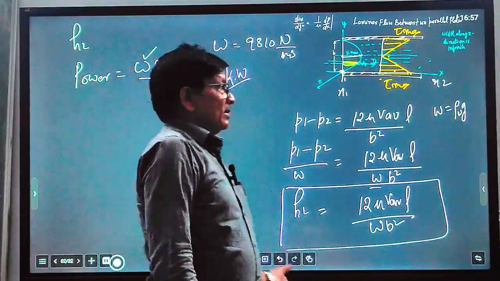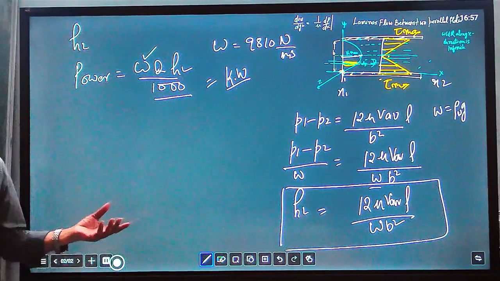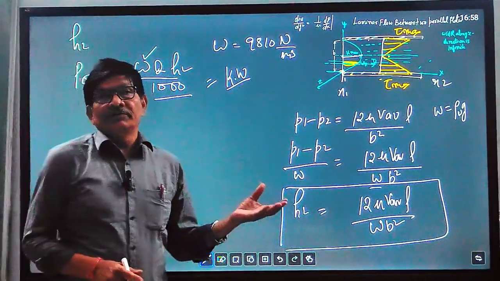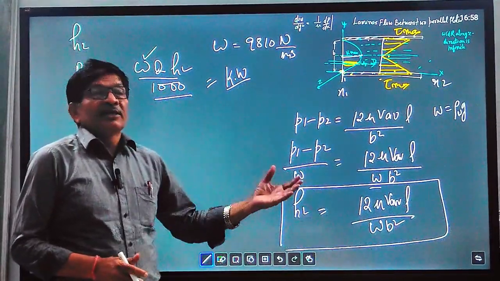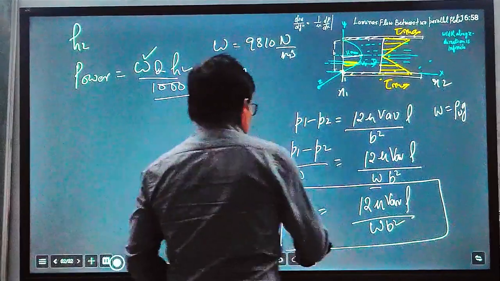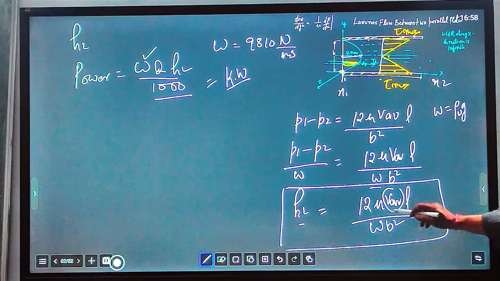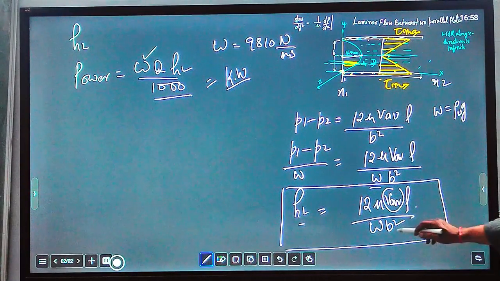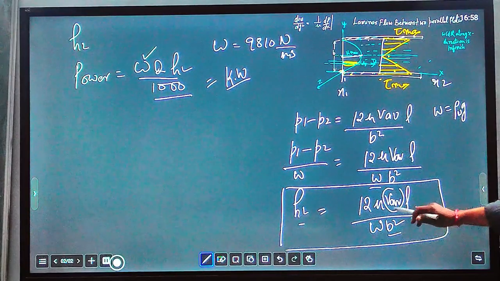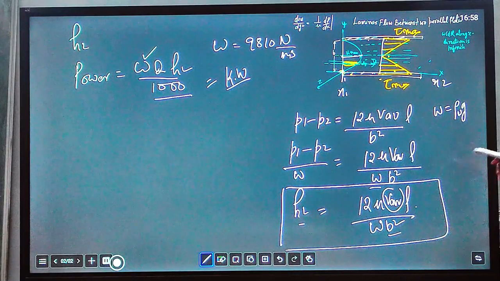This is all about the discussion of flow between two parallel plates. This is a very simplified way of deriving the equations. It is important from the examination point of view, particularly for the Indian Engineering Services examination and GATE, because questions are asked, such as what is the relation between average velocity and maximum velocity, and how head loss depends on which parameters. Head loss is proportional to the length, inversely proportional to the square of the width between the two plates, and proportional to the dynamic viscosity. If you know all these parameters, then you can easily solve questions.